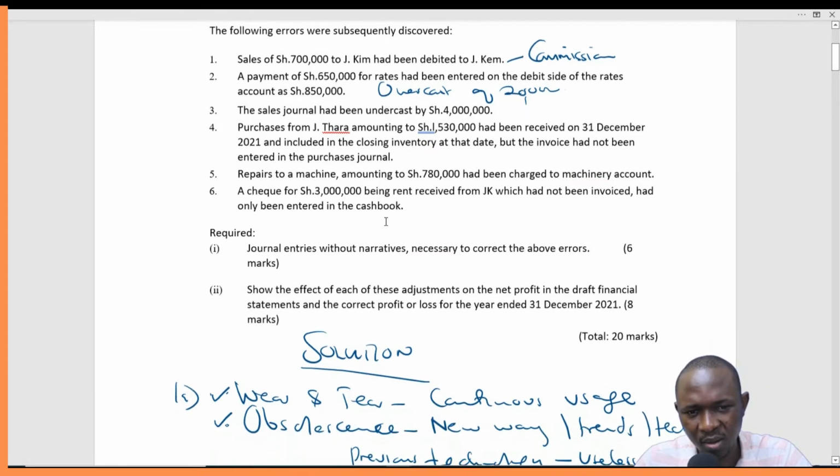Repairs to a machine amounting to 780 had been charged to the machinery account. This is an error of principle, wrong class.